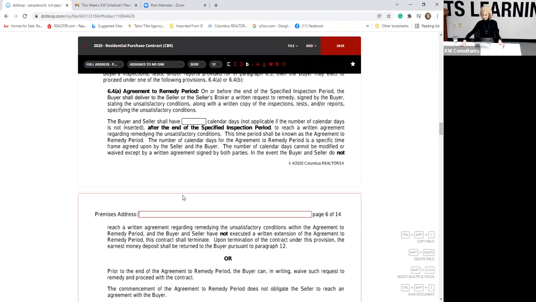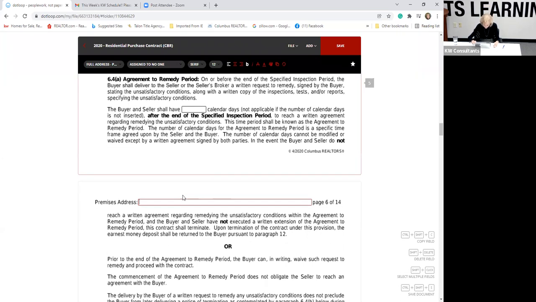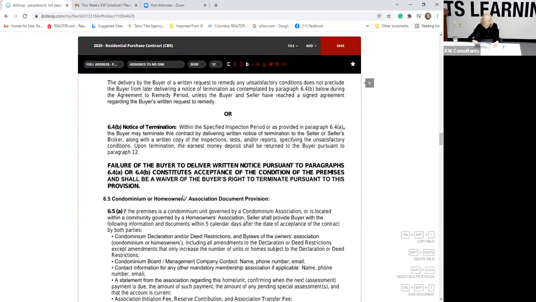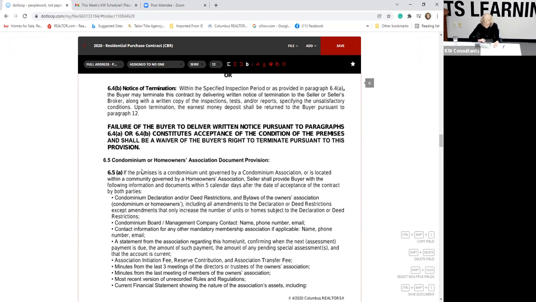And with those 2 forms, you can send the whole inspection, or you can send the part of the inspection that is applicable to the reasons why you're getting out of that purchase contract. Failure of the buyer to deliver written notice pursuant to paragraph 6.4A constitutes acceptance of the condition of the premises and shall be a waiver of the buyer's right to terminate pursuant to this provision.